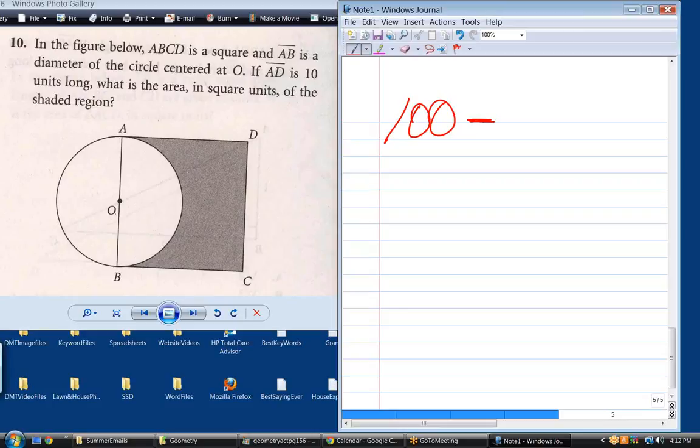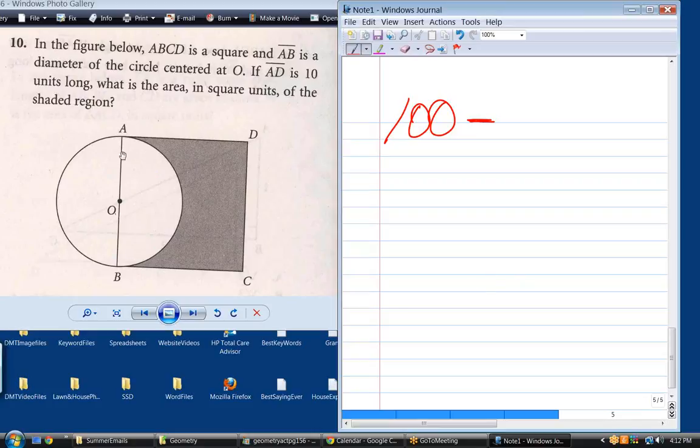AO. Right. Well, how does that compare to AD? AD is 10 units long. How long is AO? 5 units. Yeah, because the radius is always half the diameter, and AB is also the diameter of that circle. So I know that AO is 5.